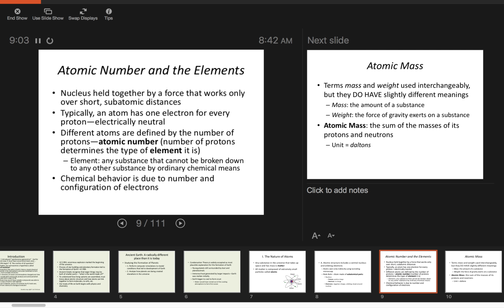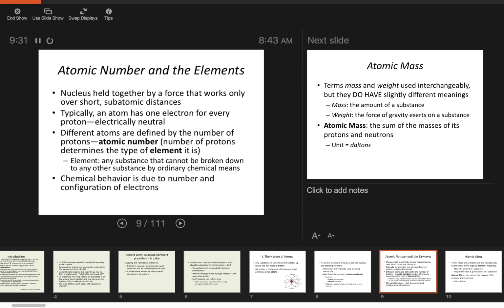Now, typically, an atom has one electron for every proton. So if you have a positive charge and a negative charge, they're going to cancel each other out. If you have the same number of protons and the same number of electrons, it's a neutral atom. When you start to change those numbers, you start to get atoms called ions, which means they carry a charge with them, maybe a +1 charge or a -1 charge. We'll talk more about that in the upcoming slides.